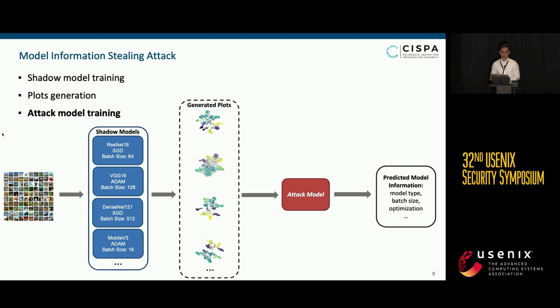Then we can use these information and plot pairs to train an attack model that is essentially an image classifier that uses scientific plots as input and predicts information of the original model that generated the plots. Finally, at inference time, we just input the observed plot into the attack model to extract the target model's information.